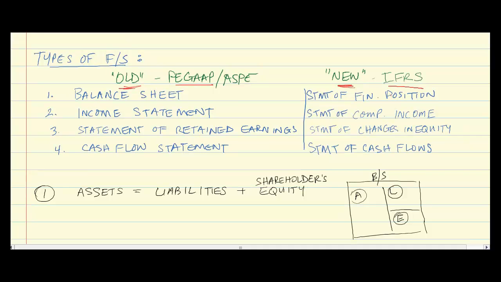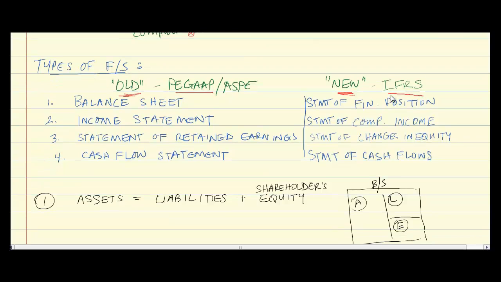If you had the opportunity to take accounting in grade 11 and 12, you might have heard of these types of financial statements. So you've had the balance sheet, the income statement, statement of retained earnings, and the cash flow statement. If you've never heard of these, don't worry, we'll take a look at those in greater detail in the next couple of videos, but I just wanted to introduce the various types of financial statements now, just so that you're familiar with the terminology and the names.